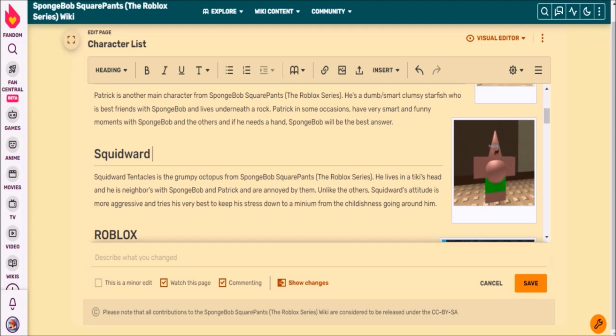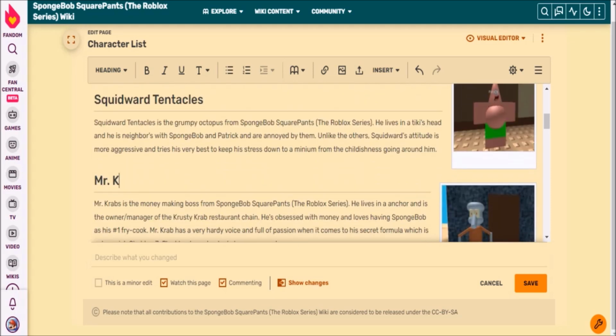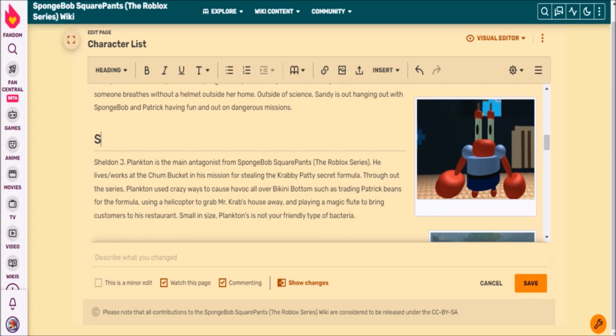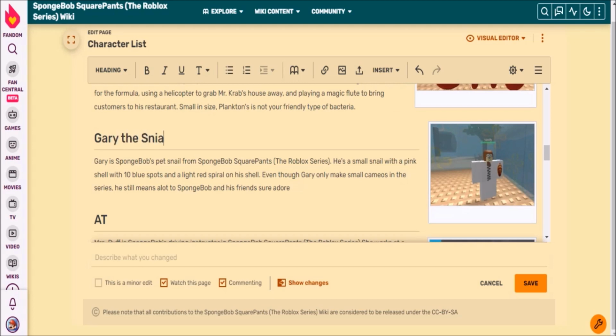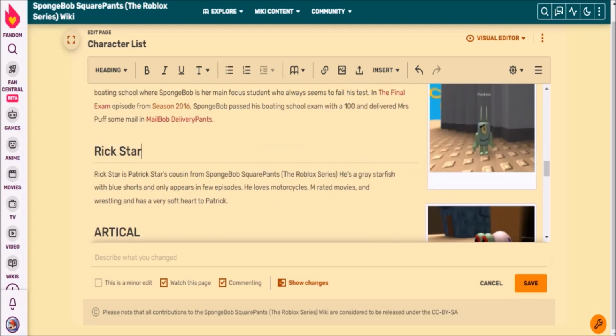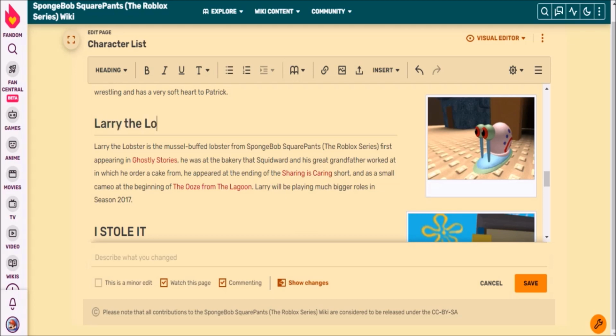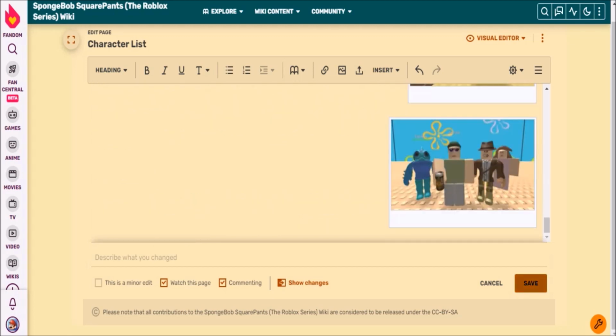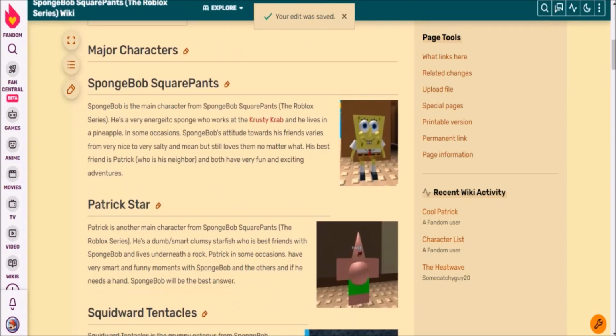Great. Squidward Tentacles, Mr. Krabs, Sandy Cheeks, Sheldon J. Plankton. Wait, hold on. There we go. Gary the Snail, Mrs. Puff, Rick Star, Larry the Lobster, humanoids. All right, there we go, everyone. I'm going to hit save. All right, there we go.